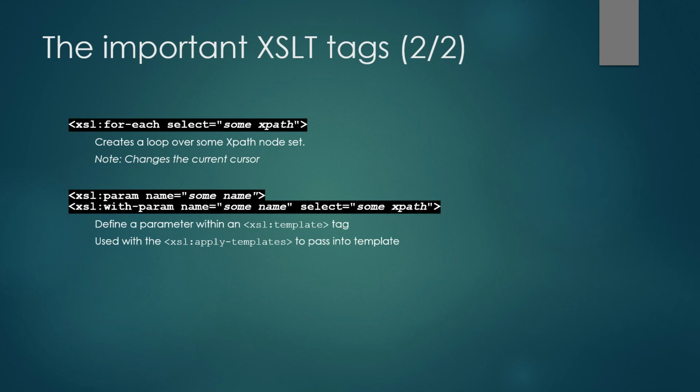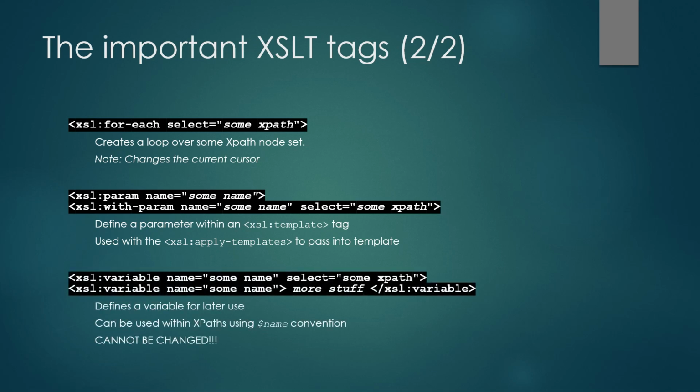Parameters are decoupled from the matching function of templates. Remember, templates had their little built-in for loops, so they're given some data. If you give something a parameter, it does not change. So it's a way of feeding in kind of constant data. It's not truly constant. You can change it as much as you want. Okay? But with param is used in the apply templates tag to pass stuff. So with param goes inside of apply, param goes inside of template.